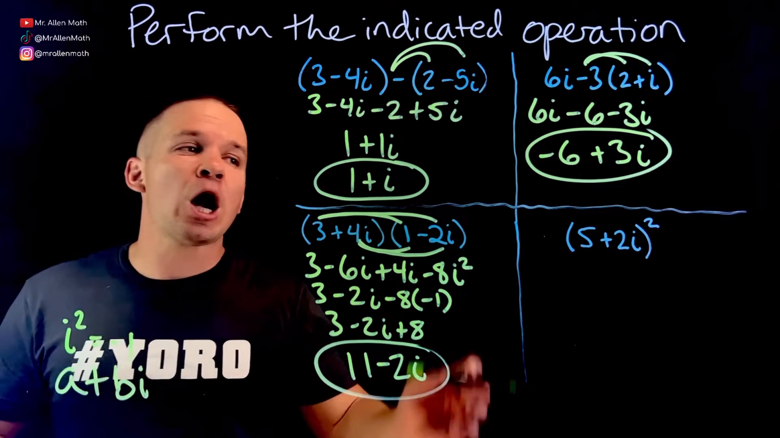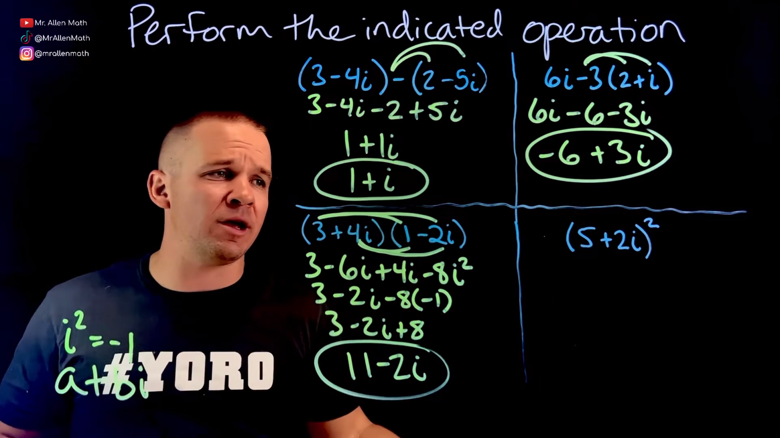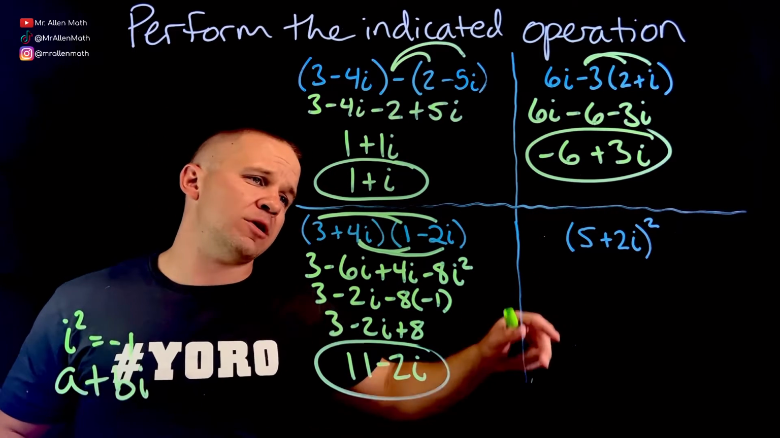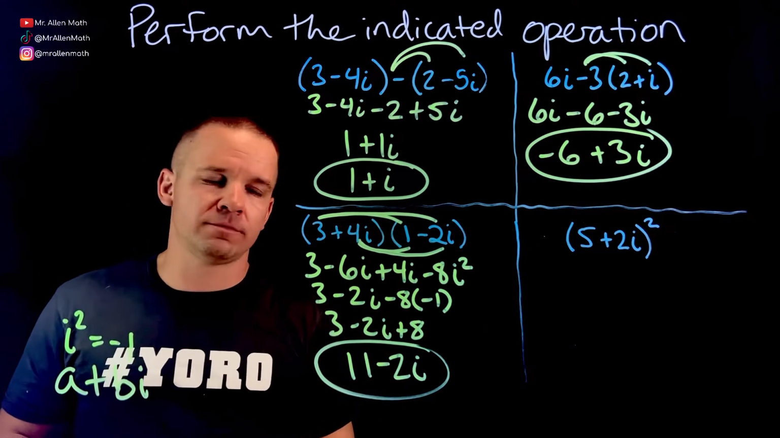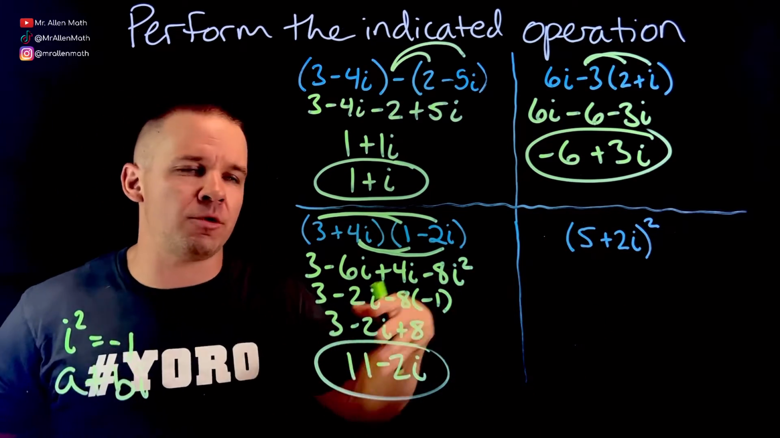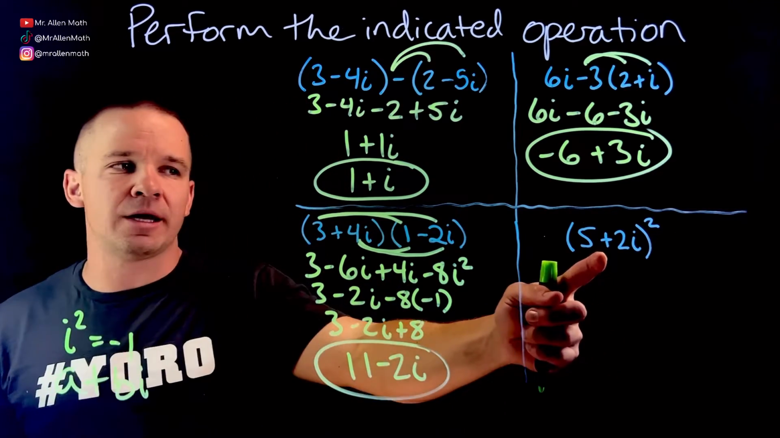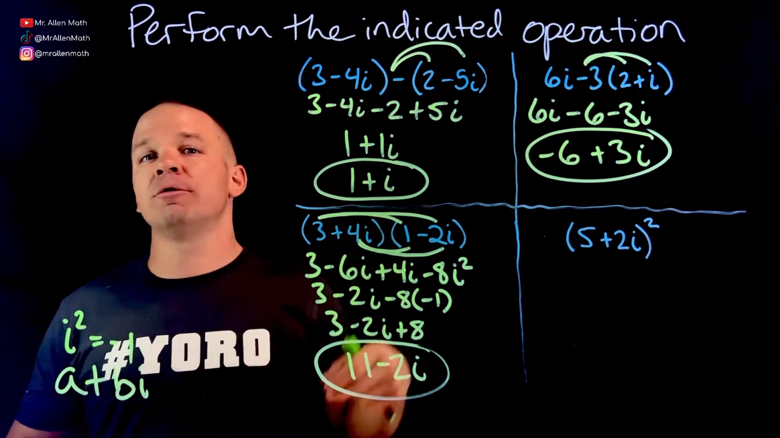5 plus 2i quantity squared. Now, everybody wants to do this. Distribute the squared in, make it 25 plus 4i squared. No. Incorrect, okay? I can't distribute an exponent into a binomial or trinomial or whatever. Only into monomials, right? If it's one term. But once I got addition or subtraction going on there, I cannot just distribute it, okay?